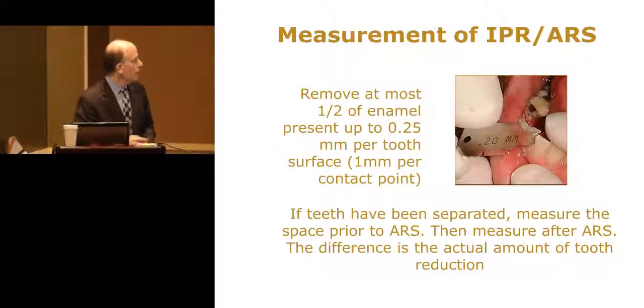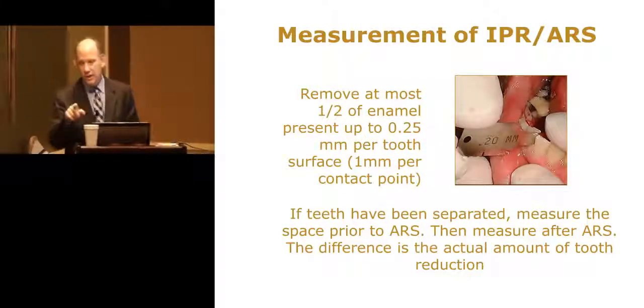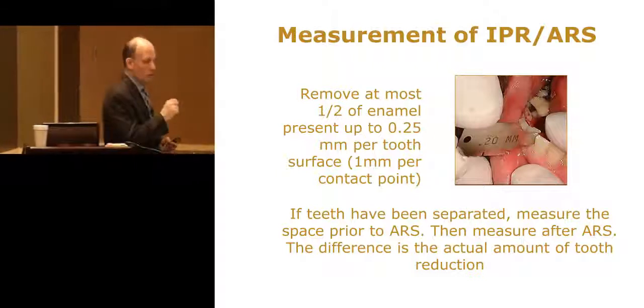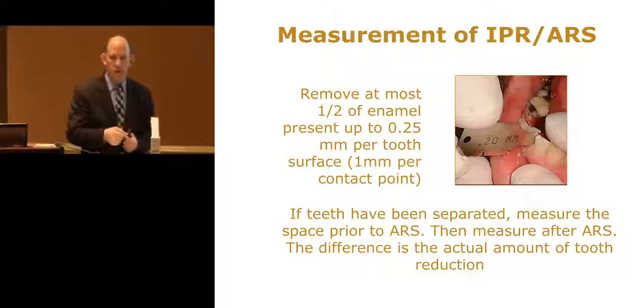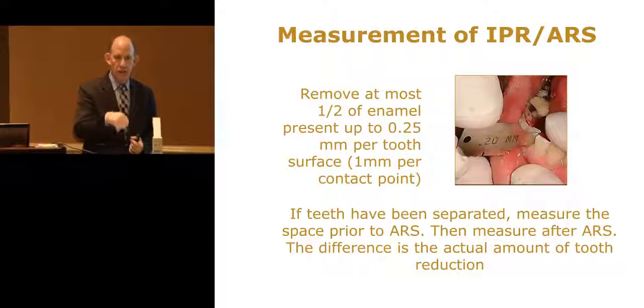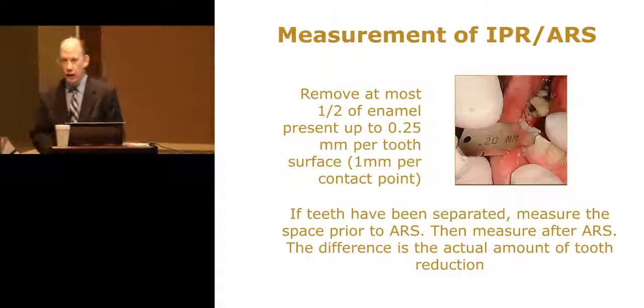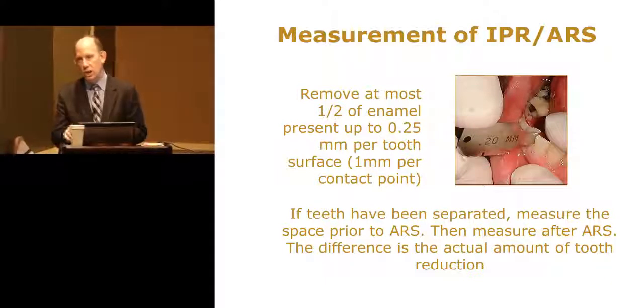The gauges that I just showed you before would be your way of notating in your chart how much IPR or ARS you've done. So you can take the gauge, drop it between the teeth, and very clearly tell how much you've done, and then you literally notate in your chart IPR, interproximal, 23, 24, 0.2 millimeters.